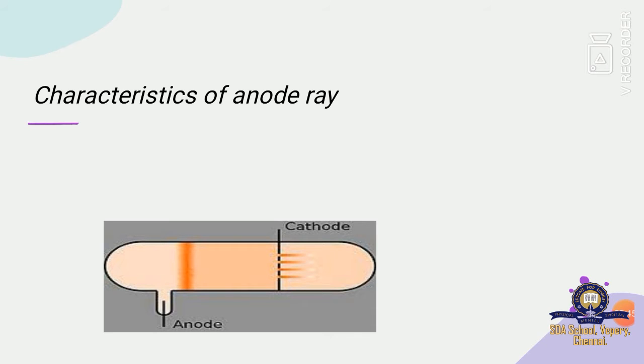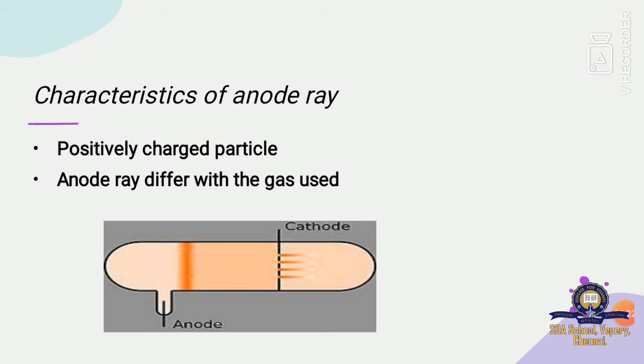The next topic is characteristics of anode ray. Till now we have seen how the anode ray is formed. Now let us see a few characteristics of this anode ray. The first characteristic is anode rays are positively charged. As I have told you in the previous slide, it carries positively charged particles. So these anode rays are positively charged particles.